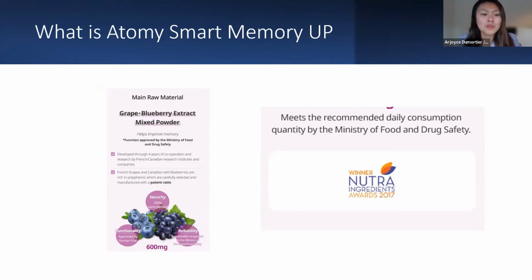So the functionality is approved by human trial. That's why Atomy is really good, because they are really not testing the products on animals. They are really testing it in humans. Then the security is 100% plant derived, as we all know that our Atomy products are 100% organic, meaning we don't use any unnecessary chemicals. The reliability: functionality recognized by the Ministry of Food and Drug Safety, and it meets the recommended daily consumption quantity by the Ministry of Food and Drug Safety. As a matter of fact, this has been a winner of the Nutra Ingredients Awards last 2017.